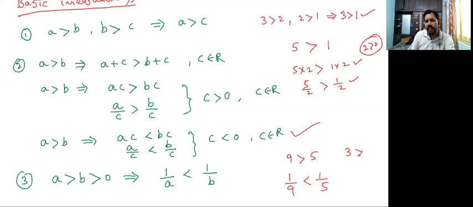Or go to another example. 3 is greater than 2, and 1 by 3 is less than 1 by 2, because 1 by 3 means 0.333, which is less than 1 by 2, meaning 0.5. Yes or no? If you take small numbers, then you will understand.